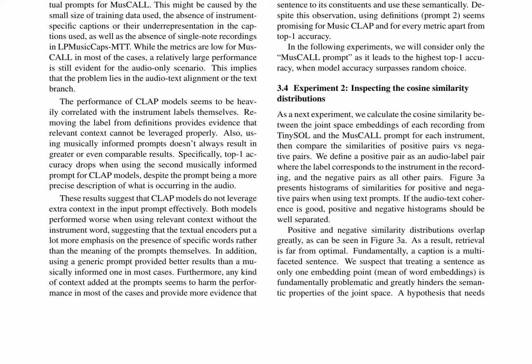The similarities of positive and negative pairs are compared, revealing significant overlap between positive and negative similarity distributions when using text prompts. This suggests that treating a sentence as a single embedding point, the mean of word embeddings, is fundamentally problematic and hinders the semantic properties of the joint space, requiring further investigation.